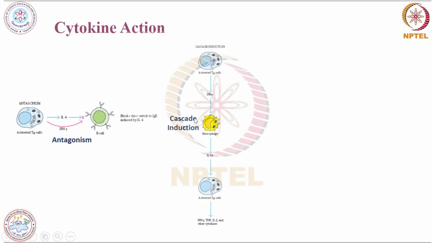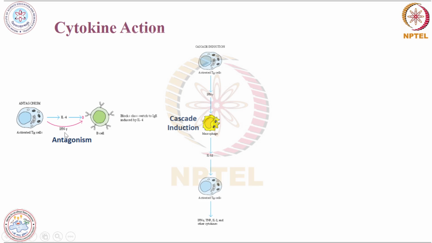And what is this cascade induction? What is cascade? This one cytokine is inducing a chain of reaction for the downstream signaling. So, what happens in antagonism is that not all the cytokines will give a positive effect for the cell to function. There will be some inhibitory action or some anti effect of a cytokine.